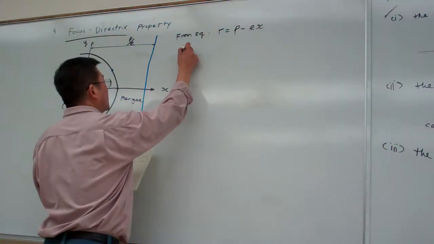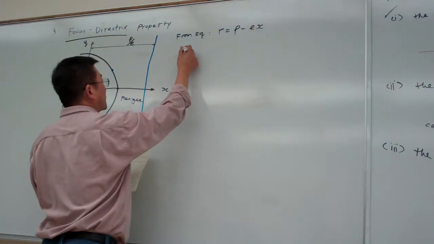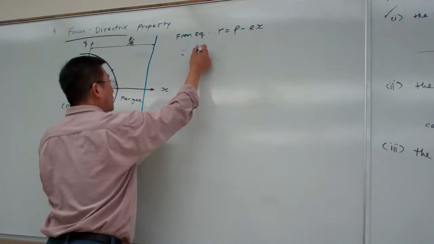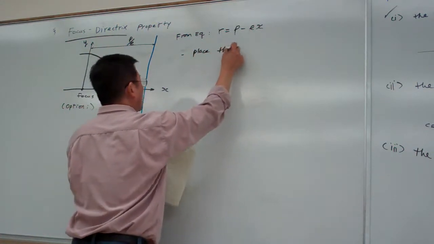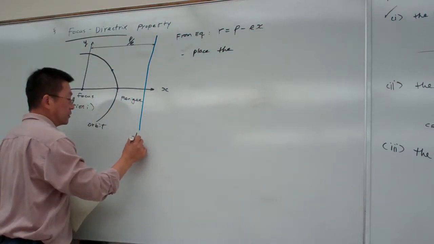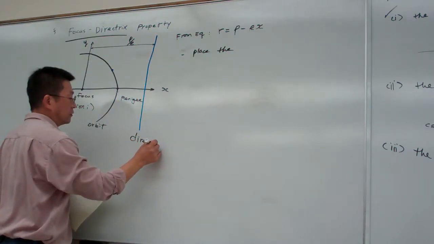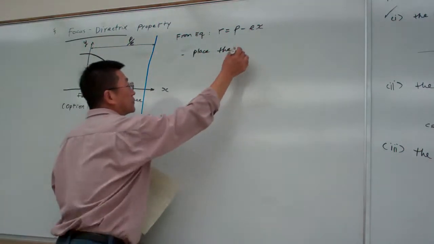So the step one of the analysis is this: we place the line, which is called the directrix.